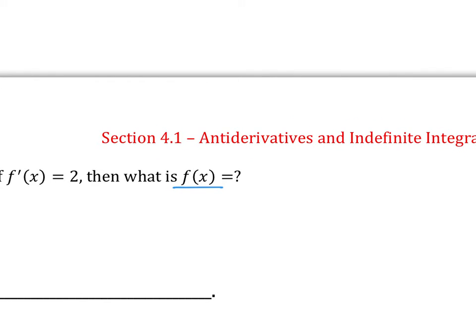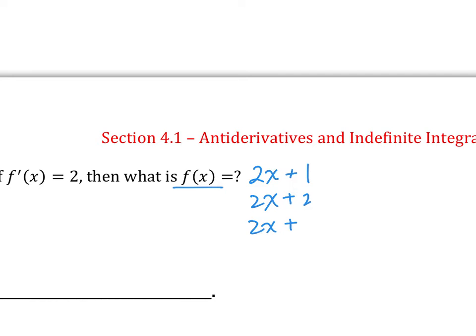So this one is pretty easy. It's going to be 2x, right? But it could be 2x plus 1 or 2x plus 2, because if you were to take the derivative of 2x plus 1, the derivative of 1 is 0. So 2x plus 1 or 2x plus 2 both give you a derivative of 2. Therefore, we know that the original function would have to have been 2x, but we don't know what number you could have added after that.